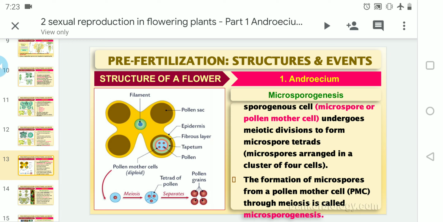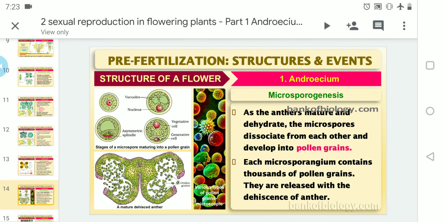As I said in the earlier class also, which undergoes meiosis. This process is called microsporogenesis, because microspore means pollen grain, and genesis is the phenomenon. Here you can see the structure of the pollen grain, the stages of microspore maturing into pollen grains, as finally whenever it attains maturity, it will burst open.